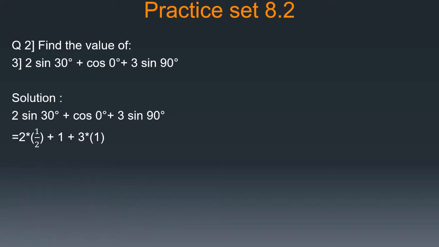So 2 into 1 upon 2 plus 1 plus 3 into 1. 2 into half is 1 plus 1 plus 3 into 1 is 3. So again 1 plus 1 plus 3 is equals to 5. So therefore we get the value of 2 sin 30 degree plus cos 0 degree plus 3 sin 90 degree is 5.